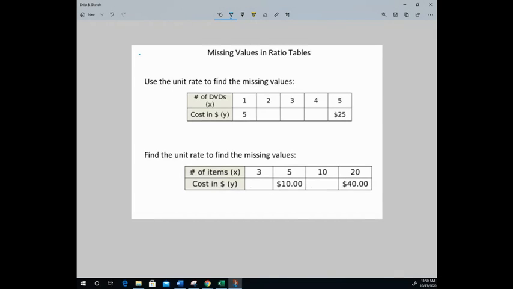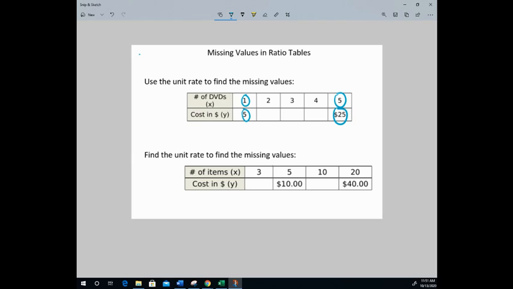So when we look on here at the top for X, we have the number of DVDs. We have 1, 2, 3, 4, and 5. And then below that, for Y, we have the cost in dollars. So it's basically saying that one DVD costs $5. Five DVDs costs $25. So our job is to figure out what these missing values are.